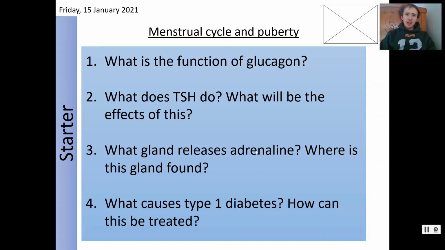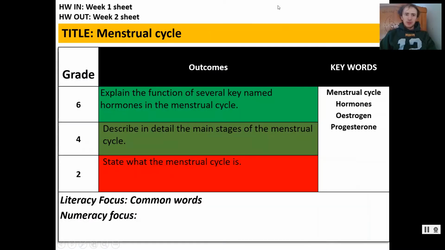Fine, so today we're going to go through the menstrual cycle and puberty. Now, ignore those numbers there. So we're going to be looking at something fairly much around a level 8 if you can get to the top of these levels. Now, explain the function of several key named hormones in the menstrual cycle. That is the most difficult thing we're going to do today.